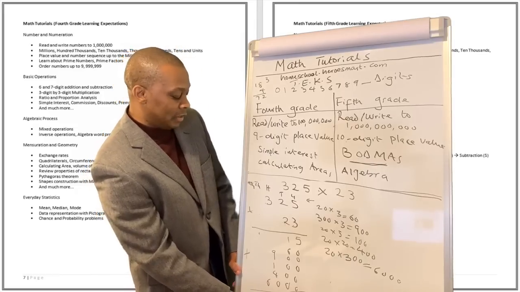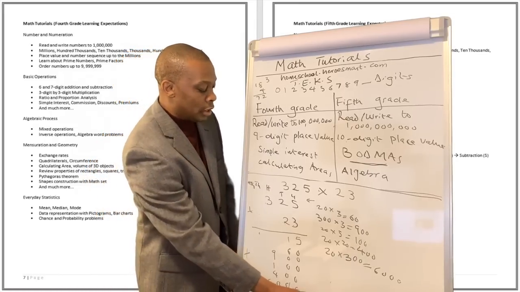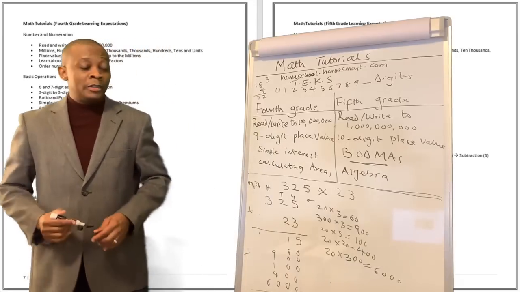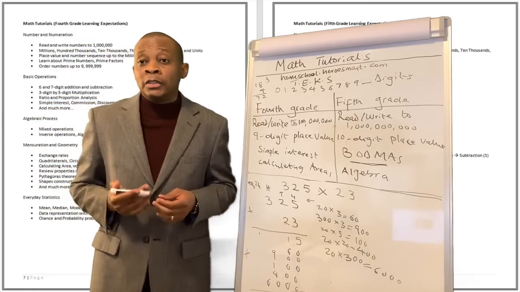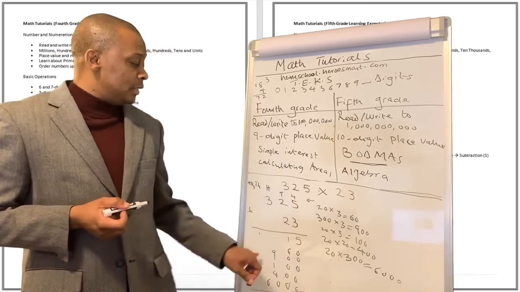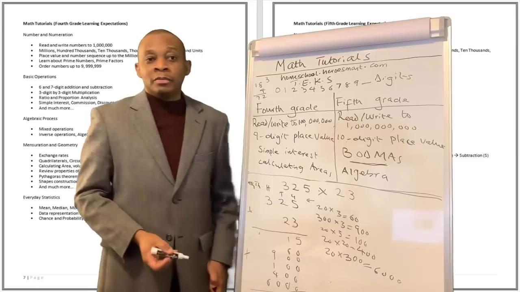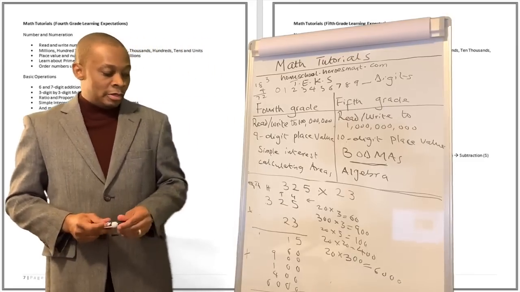So I have 7,475. That's what I've got over there. 325 multiplied by 23 is going to be equivalent to 7,475.